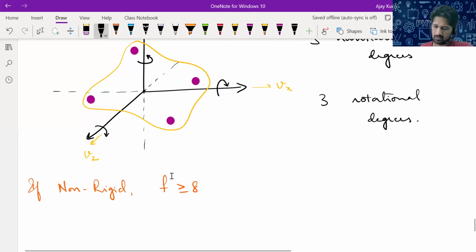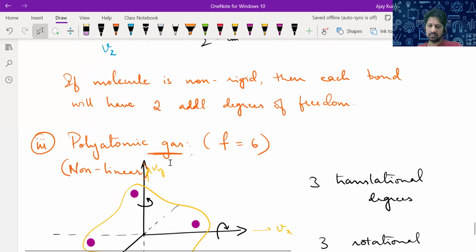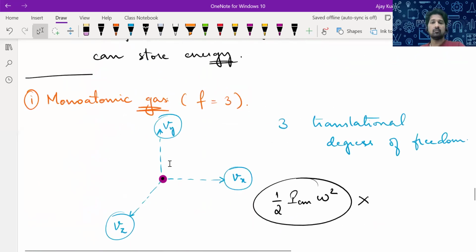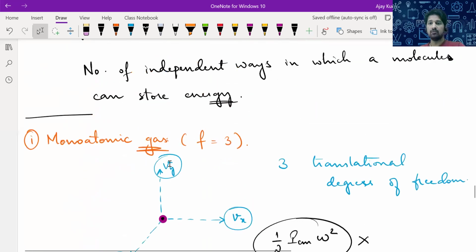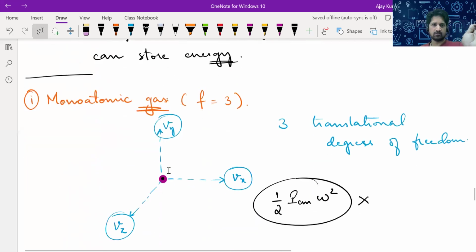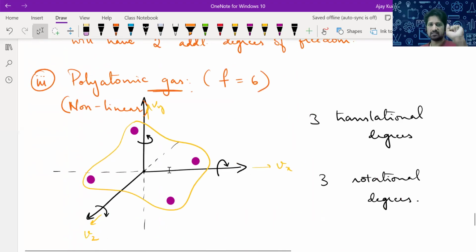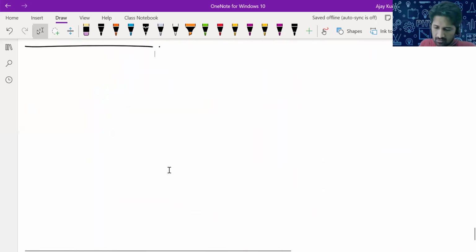Now, why are we talking about degrees of freedom? As I said, degrees of freedom are basically the number of independent ways in which a molecule can store energy. Monatomic gas has three such ways to store energy. Diatomic gas has five. Polyatomic gas has six. Now, there is a scientist called Maxwell.